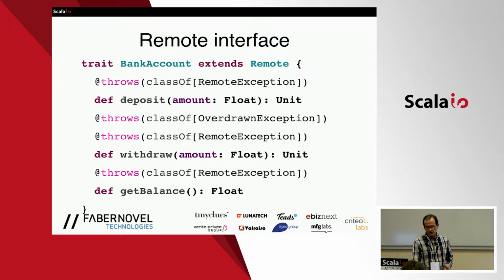Moreover, it has to be an interface because it will be used both on the client and on the server. On the server, you will have an implementation which I will get to soon. And on the client side, you will have what we call a stub, which will forward the method invocation to the server.